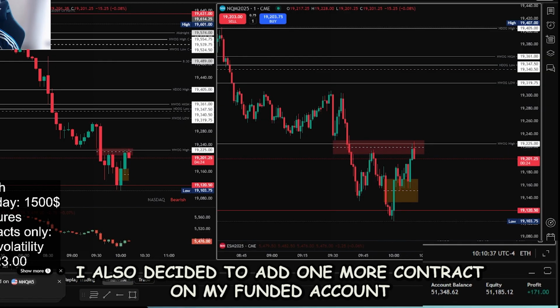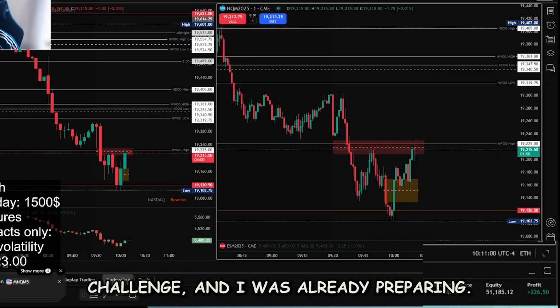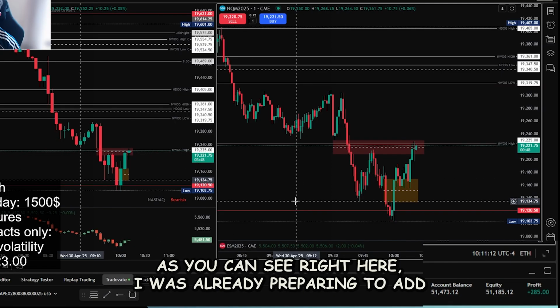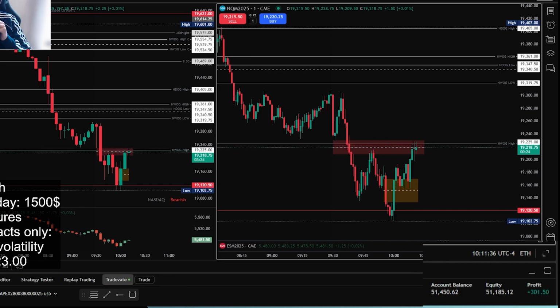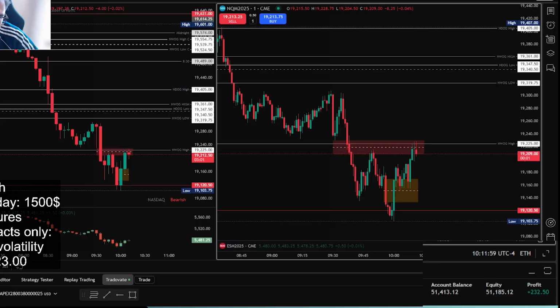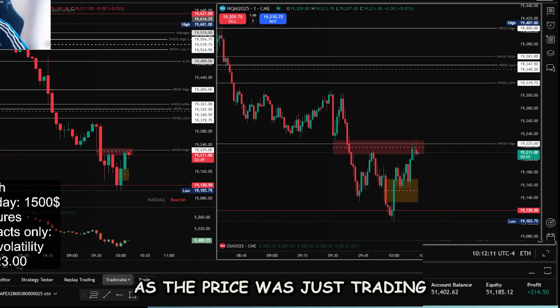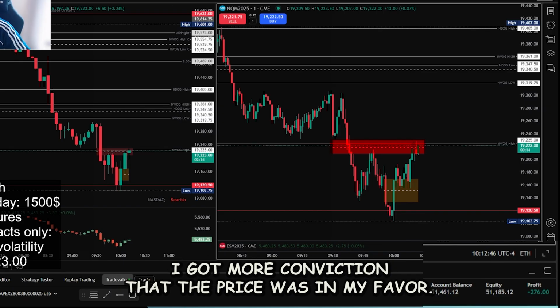Over here, I also decided to add one more contract on my funded account challenge, and as you can see right here, I was already preparing to add one contract on the 150 challenge account. As the price was just trading and was basically tapping this fair value gap in form of a CB, I got more conviction that the price was in my favor.